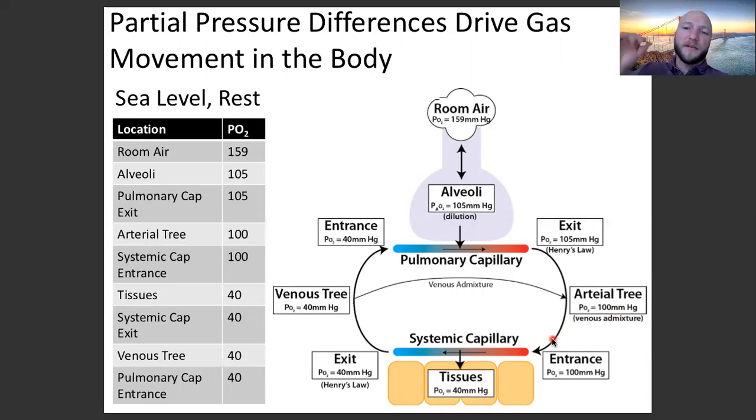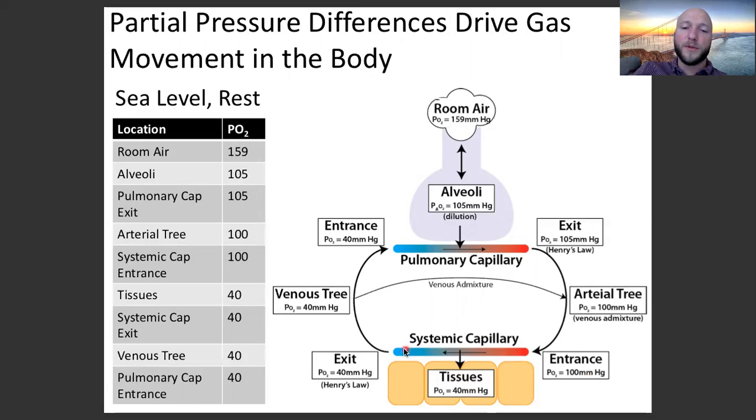And where is the site of gas exchange? The site of gas exchange are the capillaries. So as our blood flows into our systemic capillaries, that 100 millimeters of mercury partial pressure oxygen is going to be exposed to 40 millimeters of mercury partial pressure oxygen in our tissues. What direction is oxygen going to flow? Oxygen is going to flow into our tissues because 100 is higher than 40. It's going to flow from high pressure, 100, to low pressure, 40. High pressure systemic capillary, low pressure tissues. It's going to flow into the tissues.